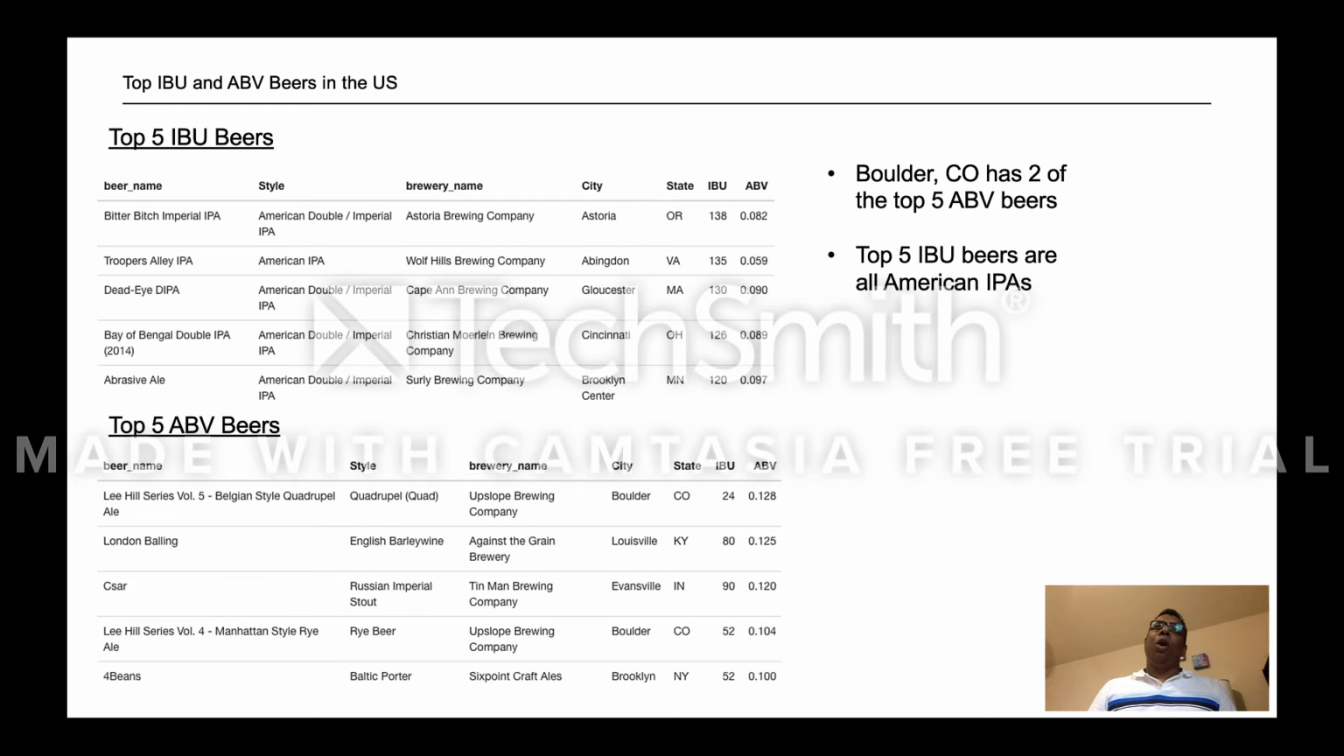This shows the top 5 IBU beers and ABV beers. Couple of things that stand out here are Boulder, Colorado has two of the top 5 alcohol content beers, and all of the top 5 bitter beers are American IPAs.